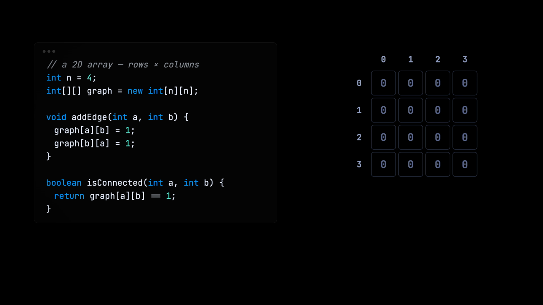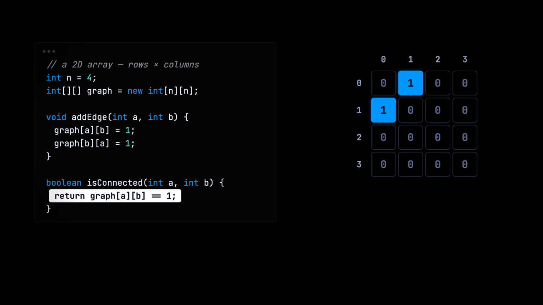Now to add a connection between 2 friends, say friend A and friend B, we do something very simple. We set the box at row A, column B to 1. And because this is an undirected graph, we also set the box at row B, column A to 1. 2 small lines, and the connection is stored in both directions. And if we ever want to check, are these 2 friends connected? We just look at one box. We go to row A, column B, and see if it holds a 1 or a 0. 1 means yes, 0 means no.